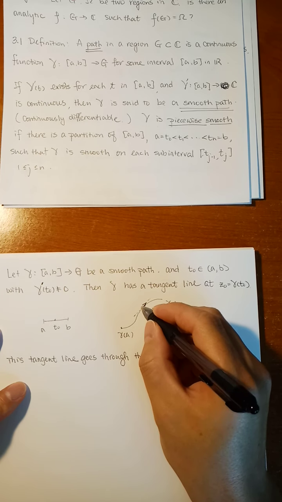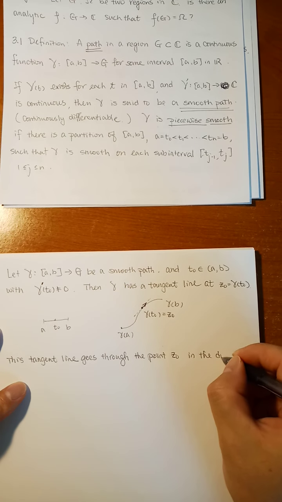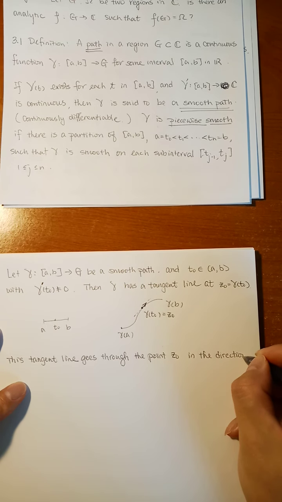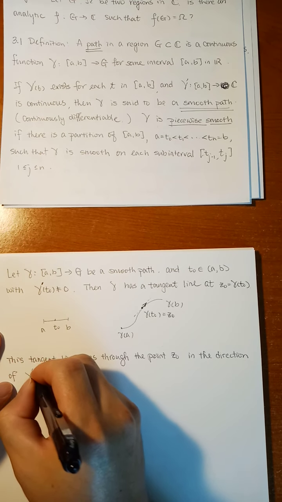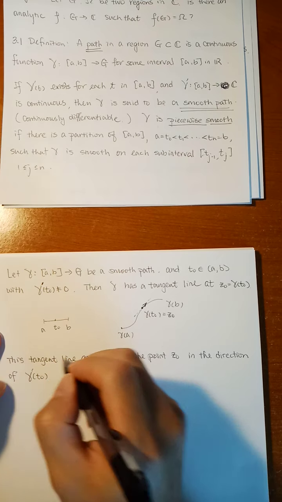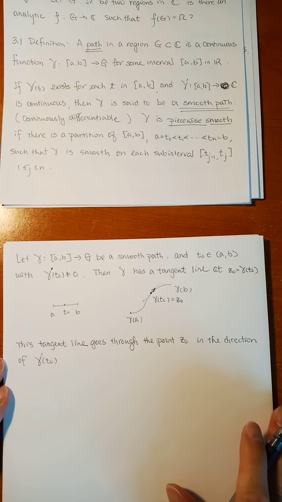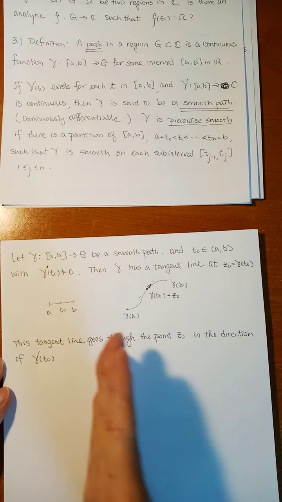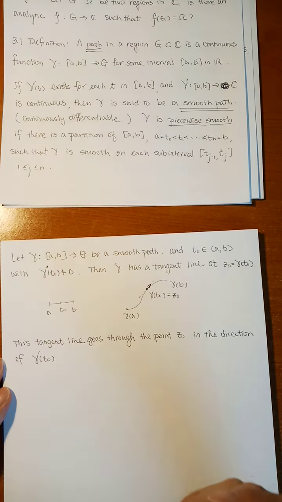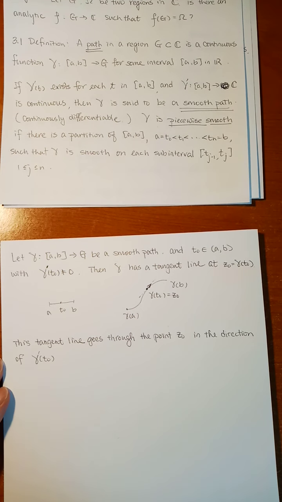You have to pass through this point in the direction of gamma prime of T sub 0. So this gamma prime T sub 0 actually gave us the direction. It contains the rate of change of x and it contains the rate of change of y, so that's exactly the direction of a line.